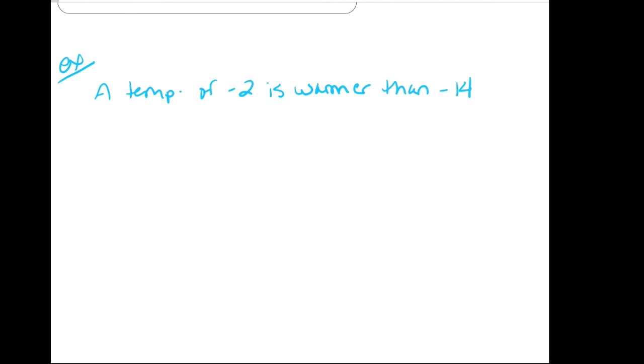But if we wanted to write that as an inequality, remember what our signs are for inequality. It's the greater than or less than signs. So we want to write -2 is bigger than -14.